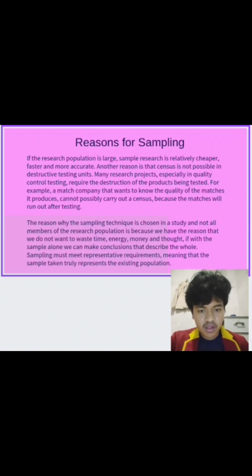If we use a sample alone, we can make calculations to describe the whole. Sampling must meet representative requirements, meaning that the sample taken must represent the existing population.